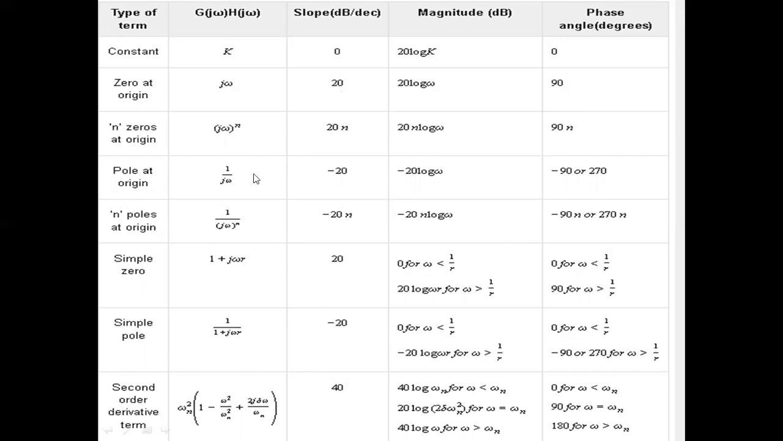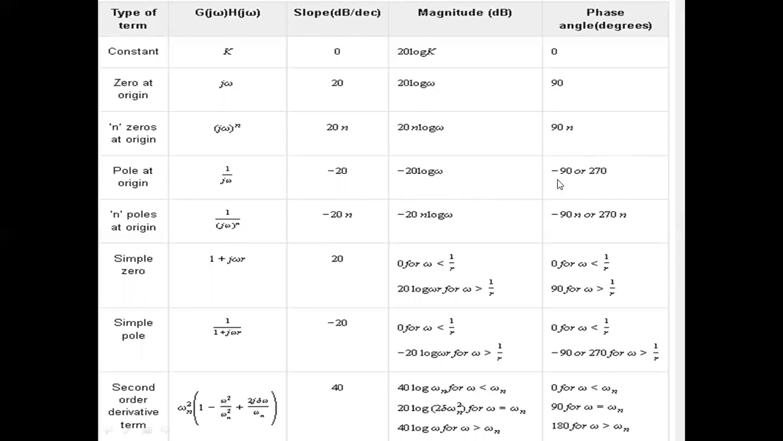And if there is a pole at origin, then 1 by j omega, this term will contribute a slope of minus 20 decibel per decade, its magnitude will be minus 20 log of omega, and it will contribute a phase angle of minus 90 degrees. If you go in the counterclockwise direction, it will be plus 270. So normally we will draw it in the clockwise direction.